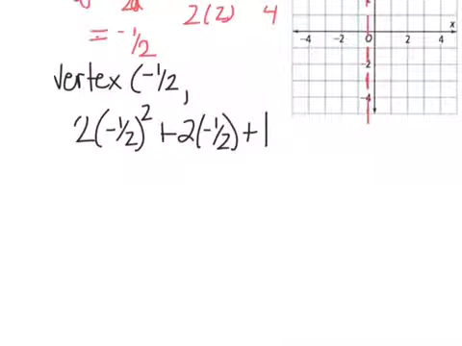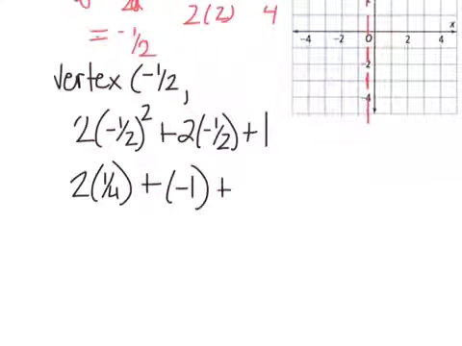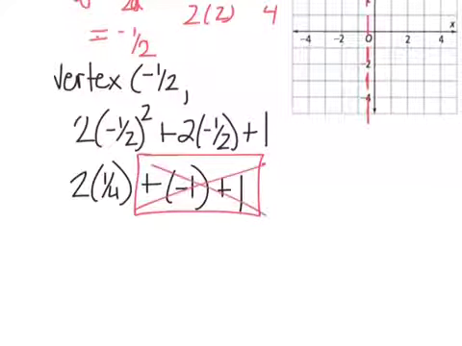-1/2 squared is 1/4. A negative times a negative is a positive. Plus 2 times a -1/2 is a -1, plus 1. We should know that these two over here, a -1 and a +1, are going to cancel. So what I really am left with is 2 times 1/4, which is 2 over 4, which is 1/2. So my vertex is at -1/2, 1/2.